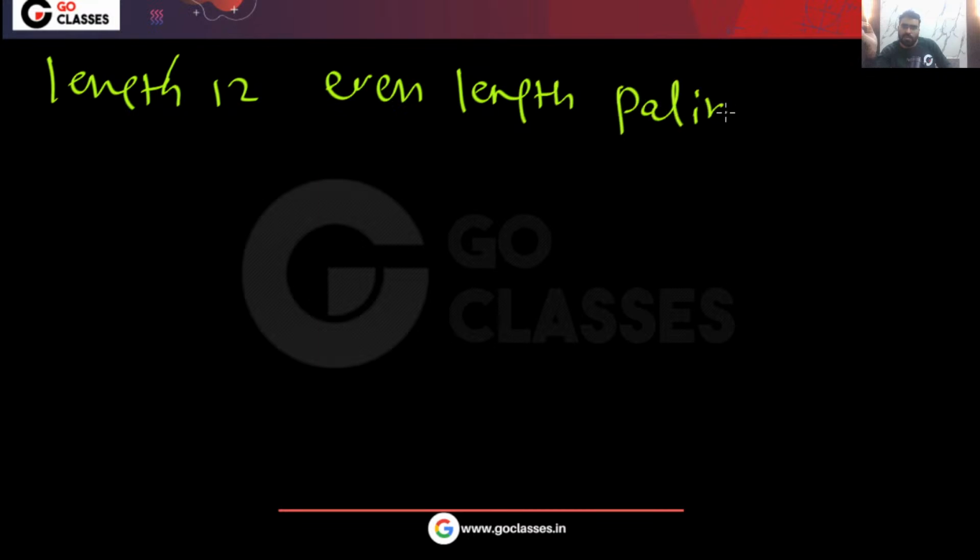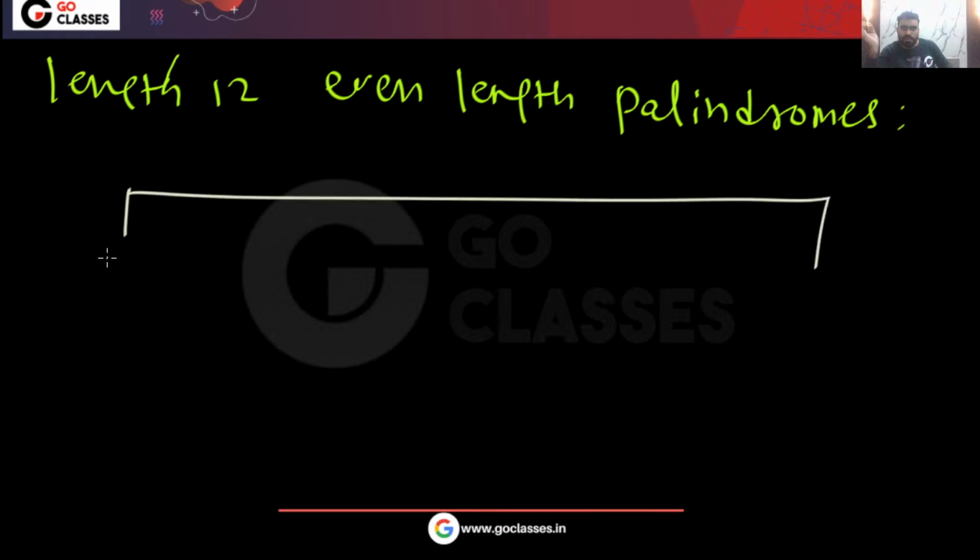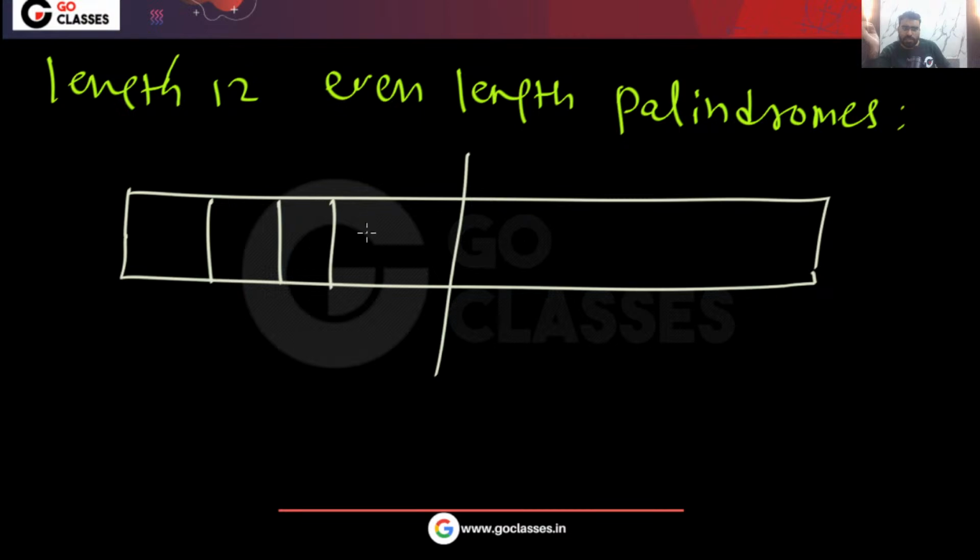Even length palindromes. So what will that be? Very simple, because you are finding palindromes. Remember, you are finding palindromes. So only in the first 6 positions you have some freedom. Yes or no? You have freedom in the first 6 positions. There is no freedom in the last positions, right?